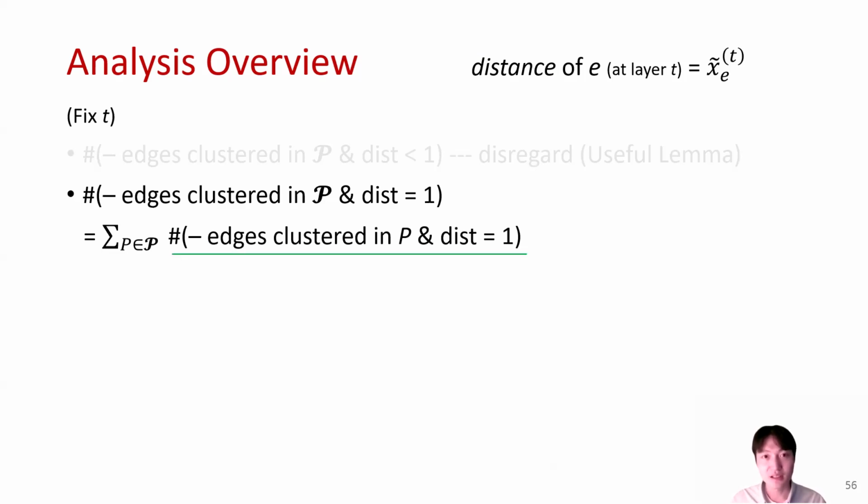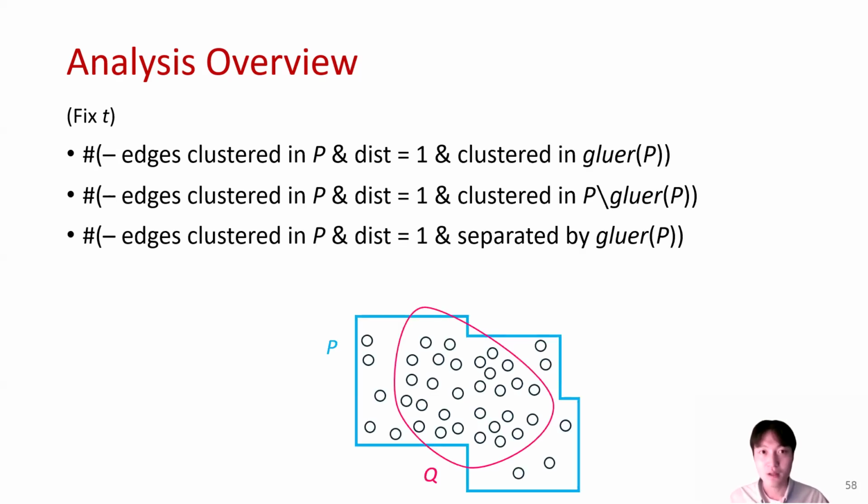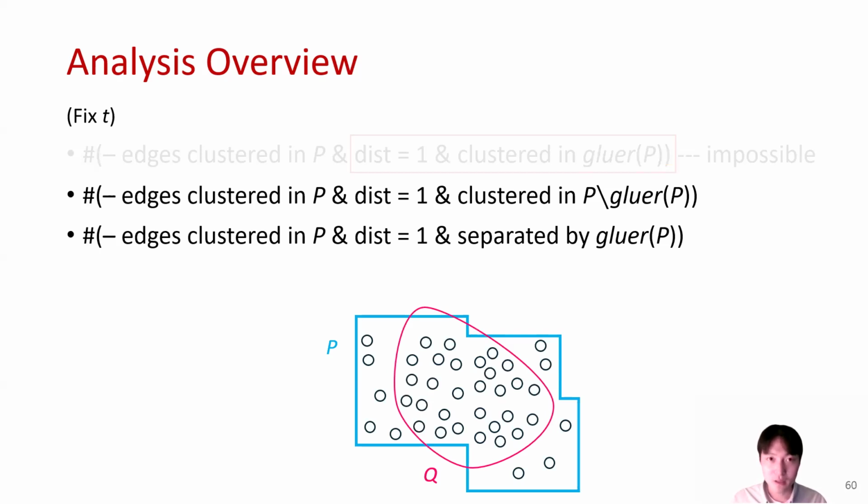And we focus on a single cluster P. We further classify based on its relation with the gluing precluster of P, whether it is clustered in the gluing precluster of P, or clustered in P minus the gluing precluster of P, or separated by the gluing precluster of P. Note that the first type is not possible since we cannot have an edge with distance 1 in the precluster due to the small diameter property. So we focus on the second and the third type.